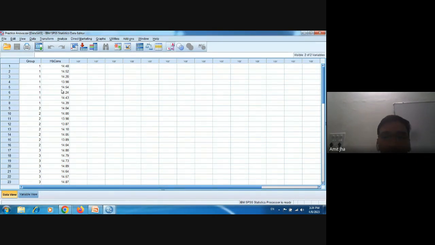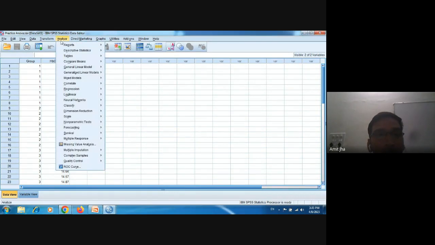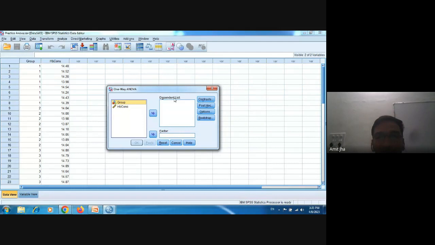That is one-way ANOVA. In this case, look, there are four groups, and this is, say, hemoglobin concentration. There was one medication, and the company was claiming that this is working very nicely, and that was experimented on the four groups. And look, if you have to find out, then again we will go for analyze. Again, under compare means, we will go for one-way ANOVA. Now look, what is the dependent list?